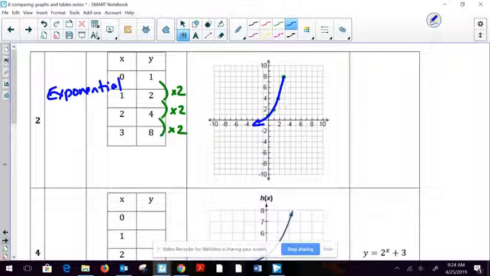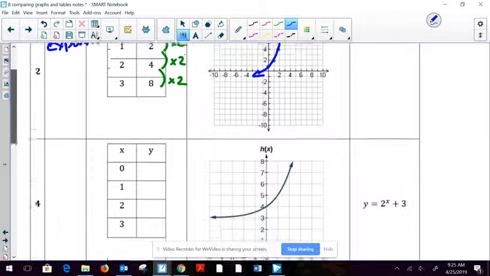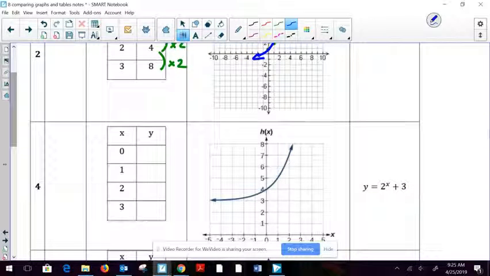A big key here is that we're multiplying every single time in our table. So now if we look at our graph that we have here for the next problem, you see that this is the exponential graph. You also see that our equation has x as an exponent. So those are both ways that we're going to see exponential represented.